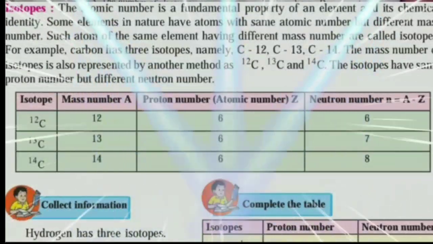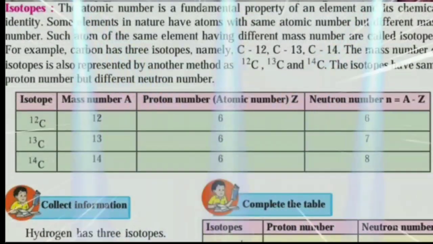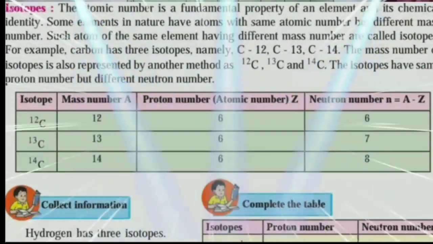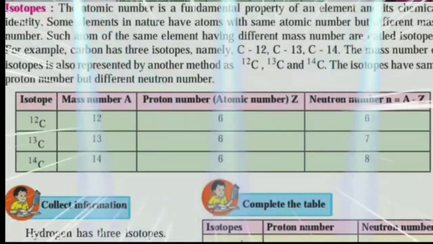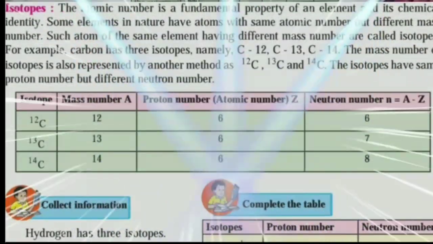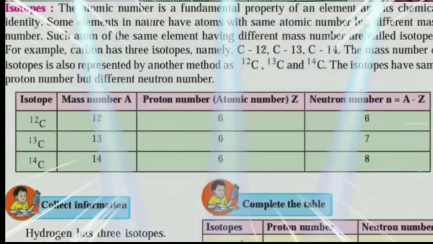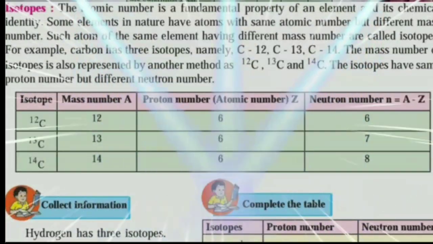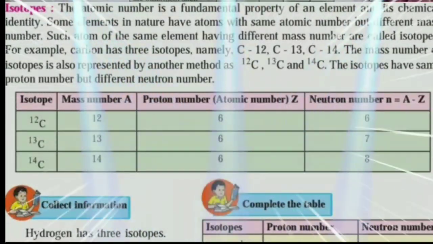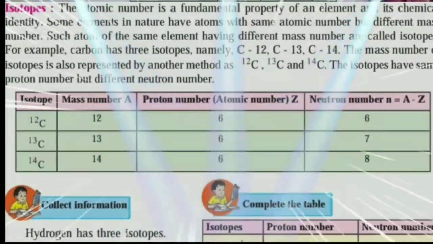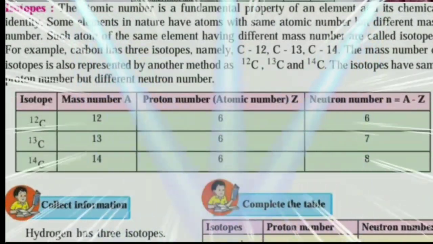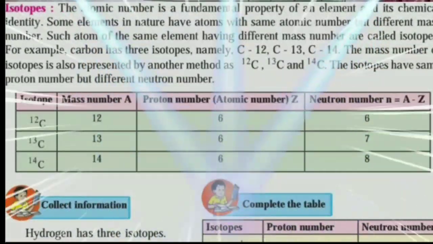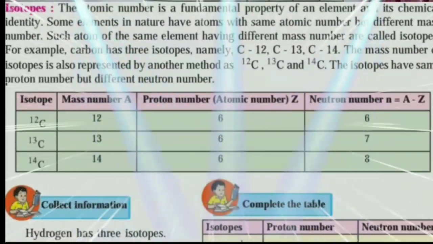For example, carbon has 3 isotopes, namely C12, C13 and C14. The mass number of an isotope is also represented by another method as C-12, C-13 and C-14. The isotopes have the same proton number but different neutron numbers. Got it? Their proton numbers are the same but their neutron numbers are different. So we get these 3 varieties of carbon isotope, that is C12, C13 and C14.